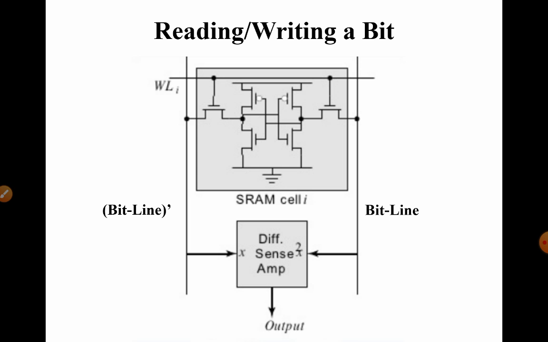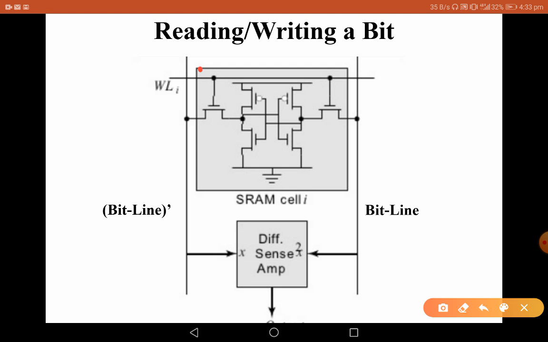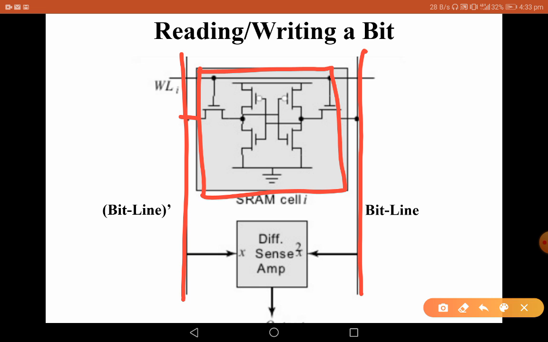Okay, we have reading and writing a bit. We have the 6 transistors, we already discussed this SRAM cell. We have the 2 inverters connected back to back, with 2 access transistors. Now this is connected to an external line through a bit line, and a word line, which gives the input to the access transistor, and this access transistor gives the memory connection to the bit line.